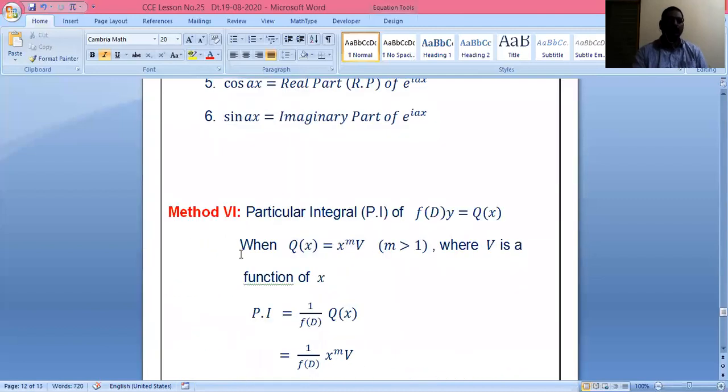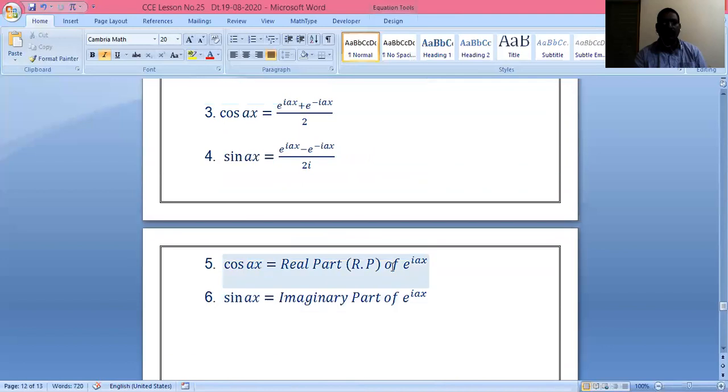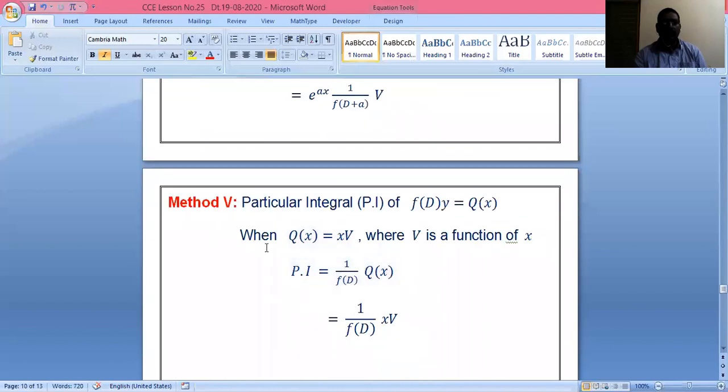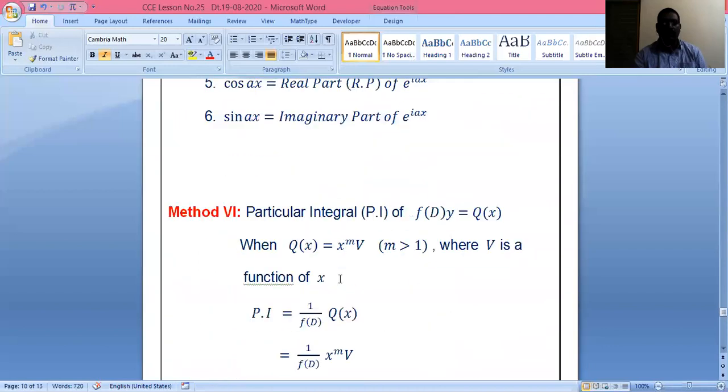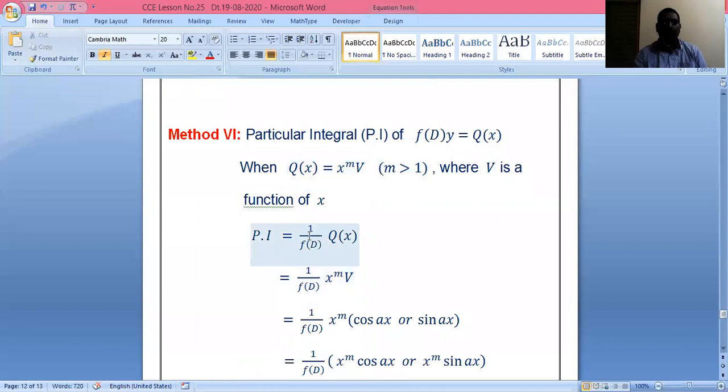Method 6. Particular integral: PI of f of D into y is equal to Q of x, when Q of x is equal to x to the power of m into V, where m is greater than 1. If m is equal to 1, we can apply method 5. If m is greater than 1, where V is a function of x, then PI is equal to 1 by f of D into Q of x, that is equal to 1 by f of D into x to the power of m into V.